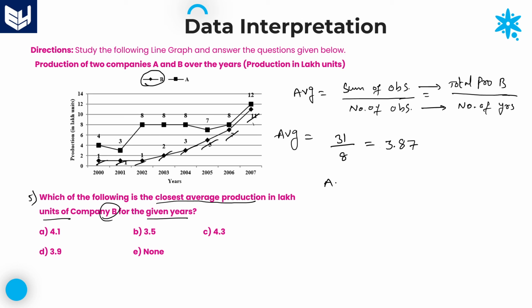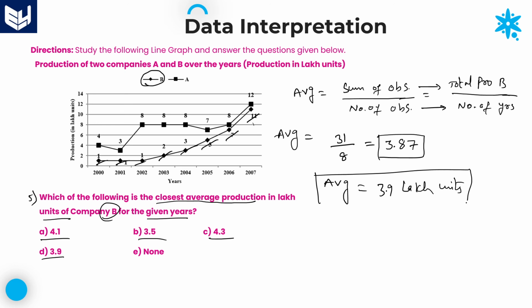So the required average is approximately, looking at the options, 4.1, 3.5, 4.3, 3.9. Here our answer is 3.875, which is closest to 3.9. 3.9 lakh units. That is the required average, which is option D. Option D is the right answer for this question.